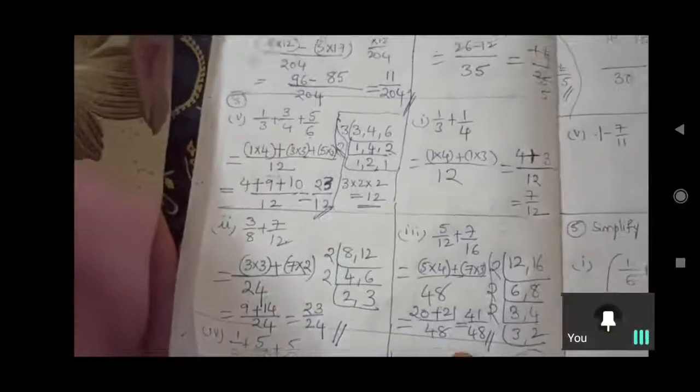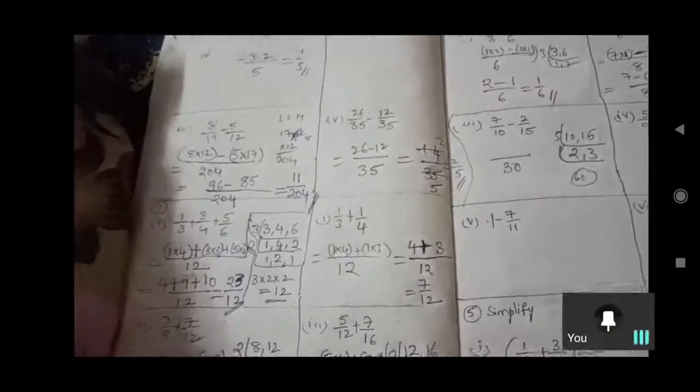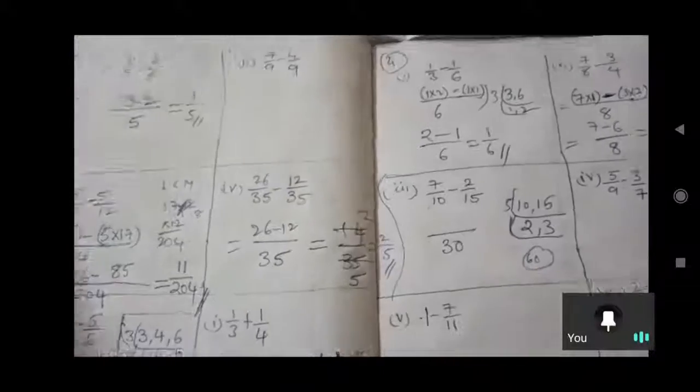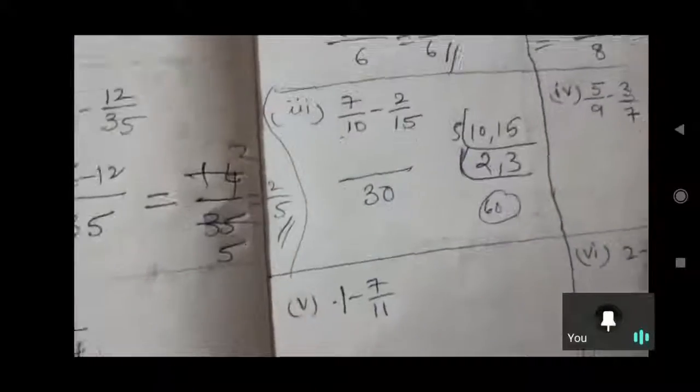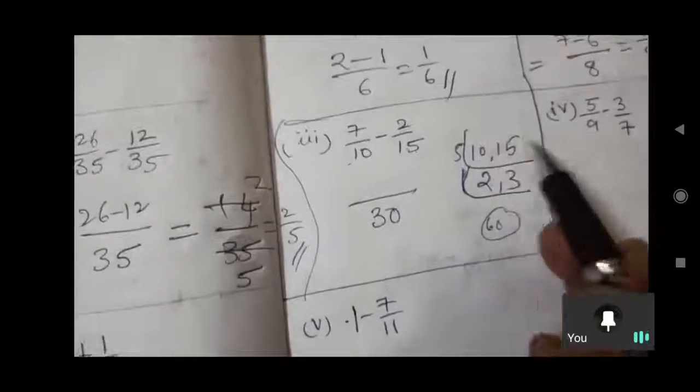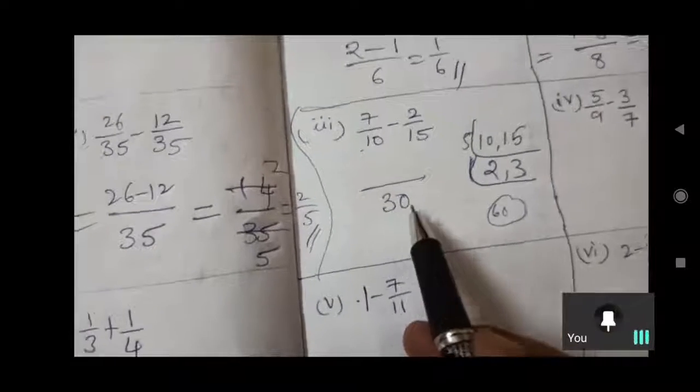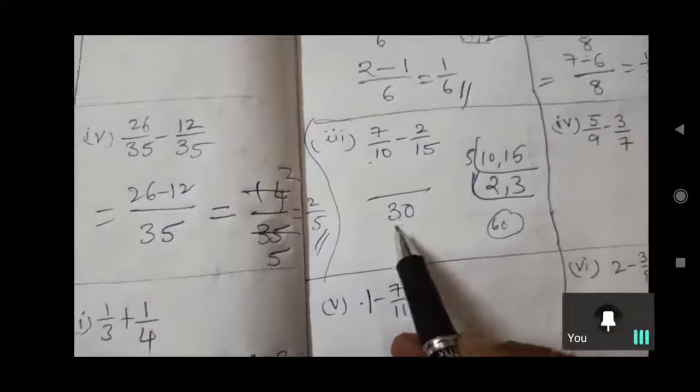Like previously we got 24 only. Least one we need to consider. So many multiples are there. Common multiples are so many but the least from that we need to consider. So the least common multiple of these two numbers is 30. So like that we'll get 30 here.